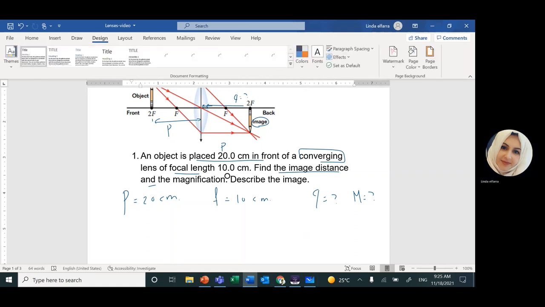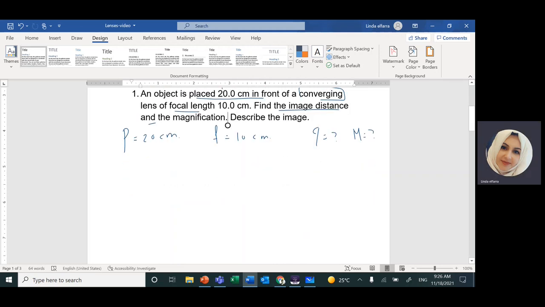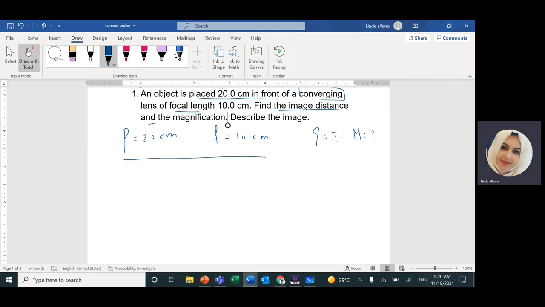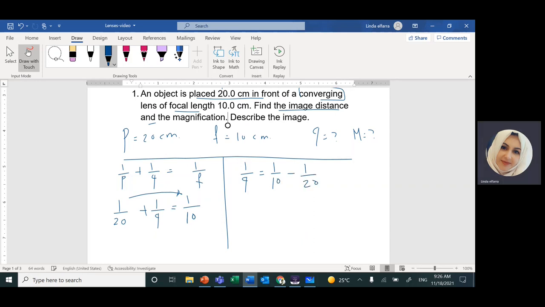So I'm going to use the lens equation. 1 over P plus 1 over Q will equal 1 over f. P is 20, Q I don't have, equals 1 over f, 10. Take this to the other side. I have 1 over Q will equal 1 over 10 minus 1 over 20. Make them the same denominator, times 2. So here I have 20. 2 minus 1 will give me 1 over 20. This is 1 over Q.